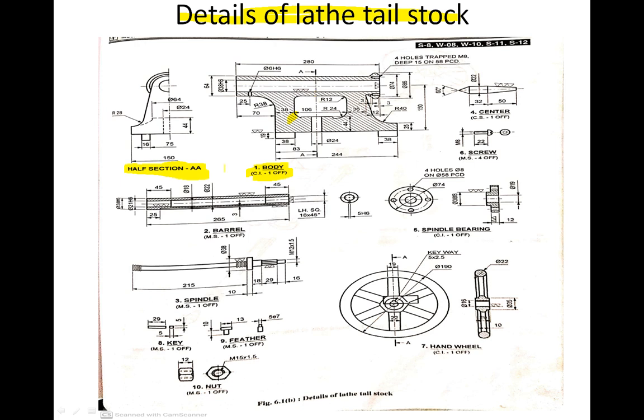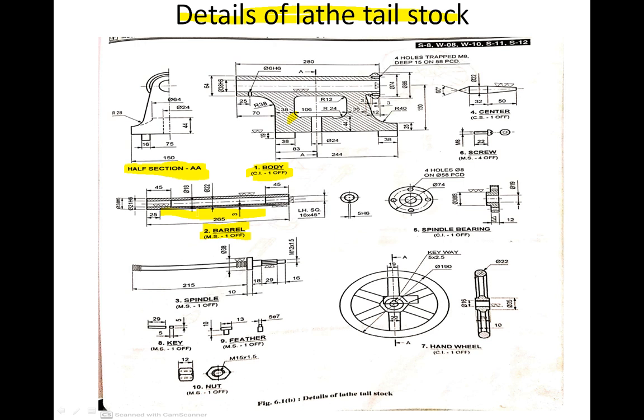The next part is the barrel. The barrel is made up of mild steel and the quantity is 1. The front view and the side view of the barrel are drawn. The keyway is provided on this barrel because this barrel will slide into the body.